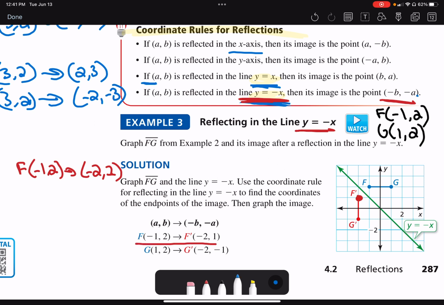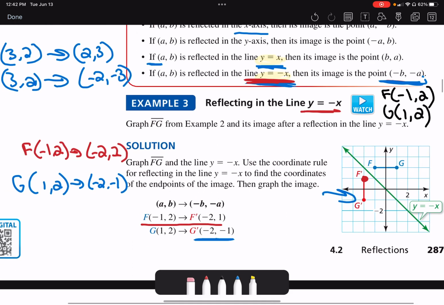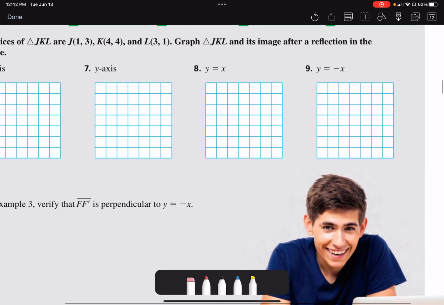And let's work on G. If G is 1, 2, this will yield, using our rules, negative b, negative a. So I got negative 2, negative 1. And that's my new G prime. The rules make it very easy. You just got to remember them.